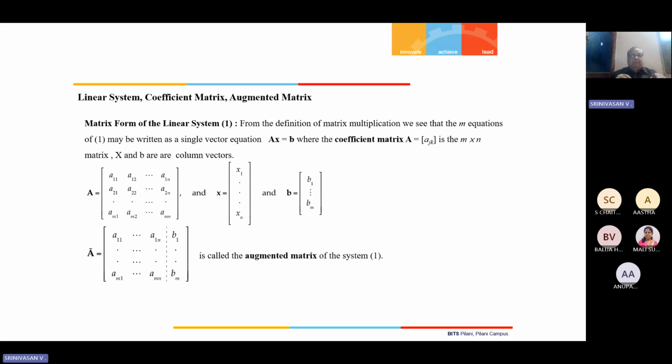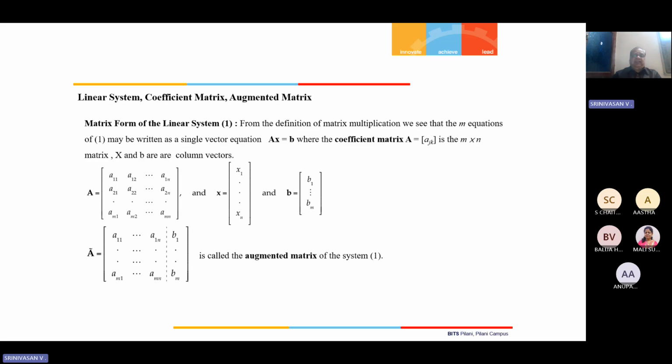Now look at this symbol, which has a small wave-like symbol overhead on A, and that is called tilde. But anyway, don't bother about all those things.